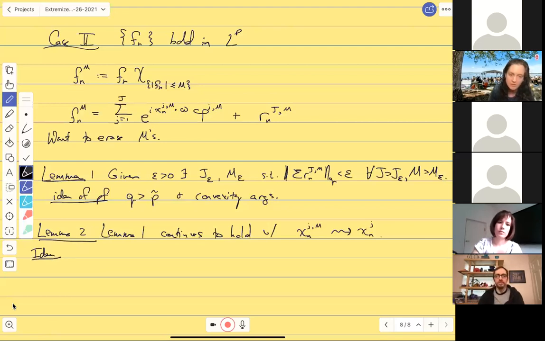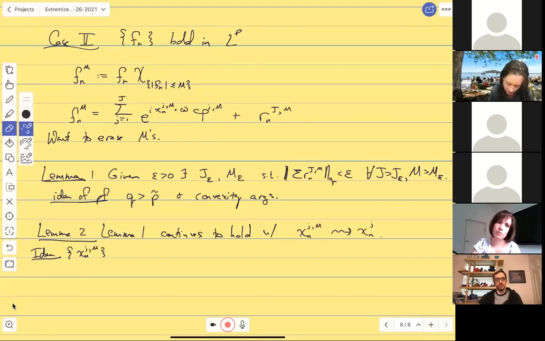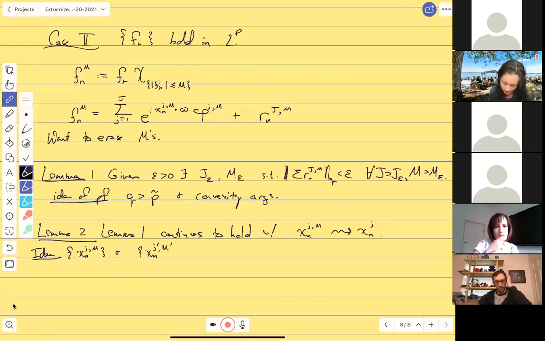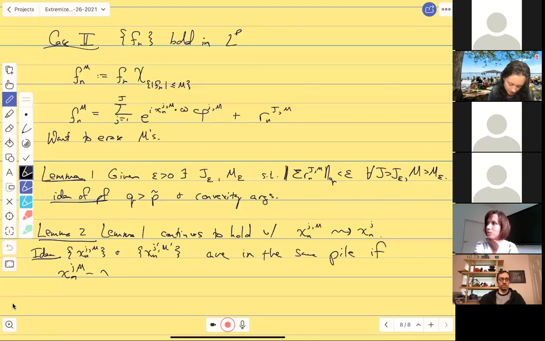So I'm going to say that x_{n,j}^m and x_{n,j'}^{m'} are in the same lump, or pile, if the difference converges as n goes to infinity, and they're different piles otherwise.